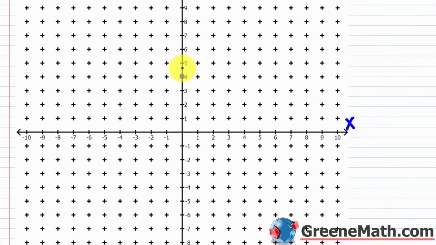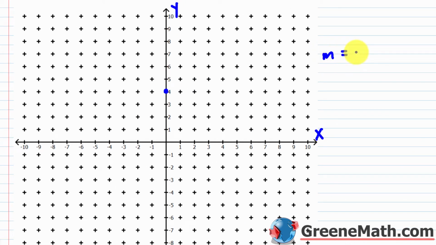Now, remember, my slope m is equal to negative 2. So what does that mean? We talked about that in the last lesson. We talked about rise over run. So rise over run here is negative 2 over 1, right? Because I could take negative 2 and just put it over 1. So I rise negative 2.